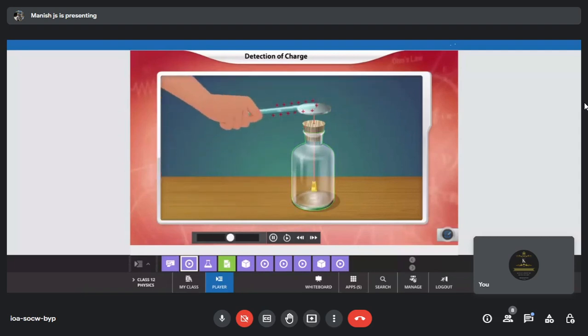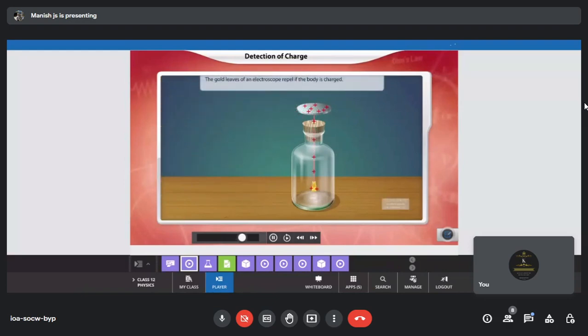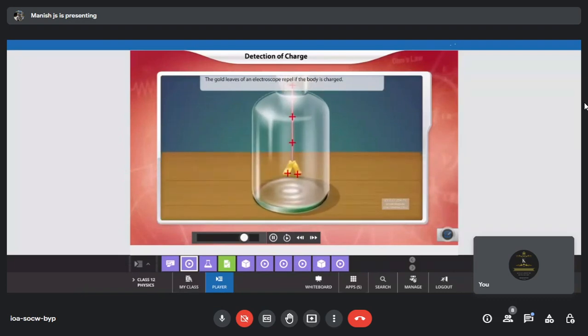When we touch a charged object to the metal disc, the charge from the object moves to the disc. The charge flows through the copper rod to the pair of parallel strips of thin, flexible gold leaves. On acquiring like charges, the gold leaves repel each other and therefore diverge.